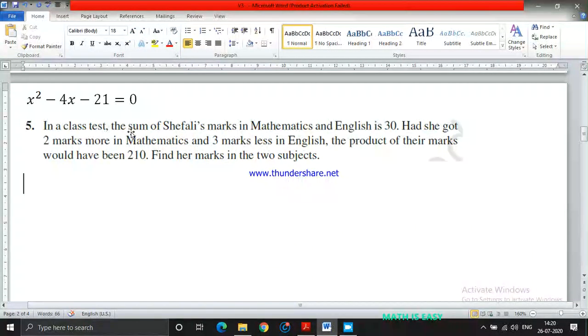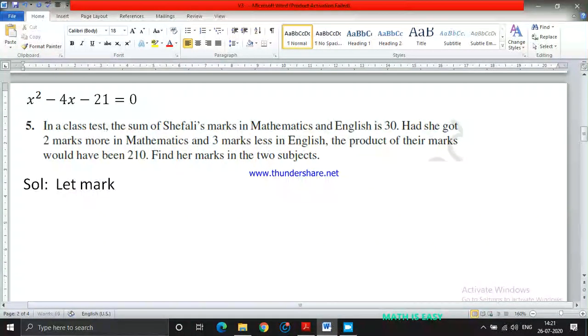In a class test, the sum of Shefali's marks in mathematics and English is 30. Had she got 2 marks more in mathematics and 3 marks less in English, then the product of their marks would have been 210. Find her marks in the 2 subjects. Okay, fine.